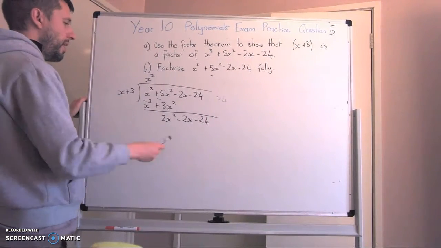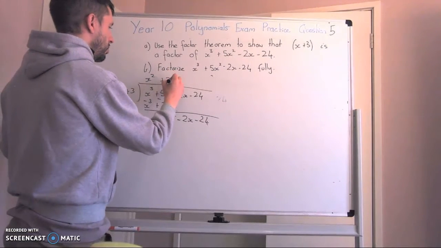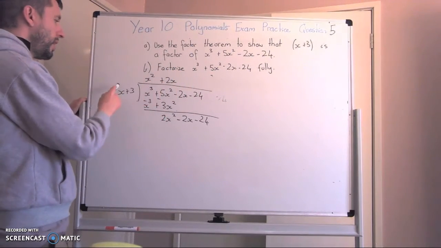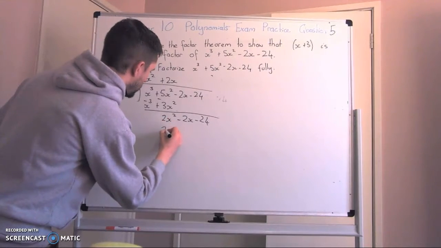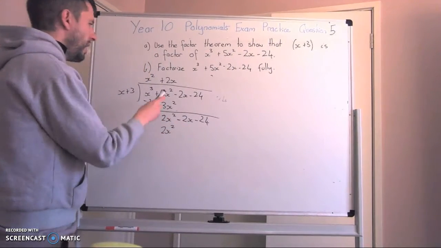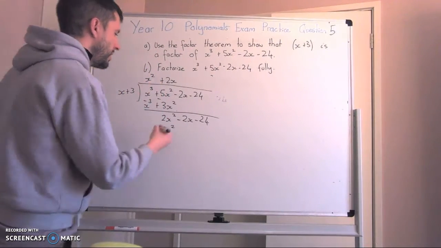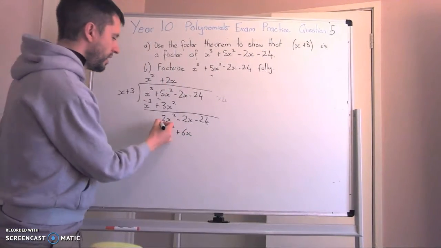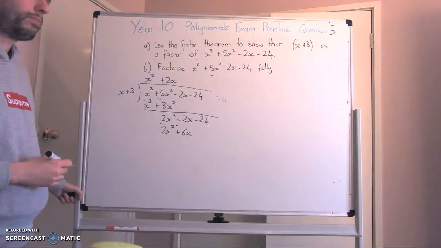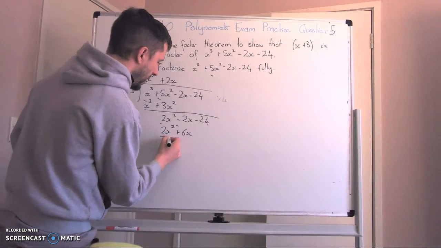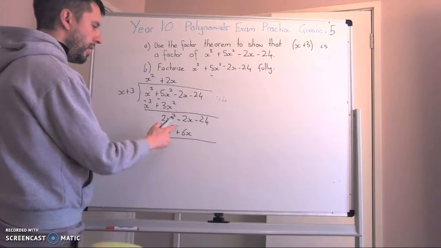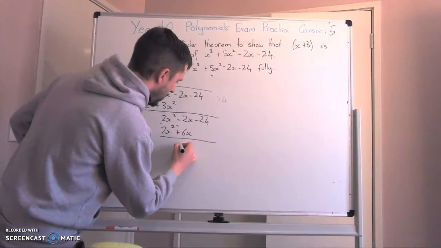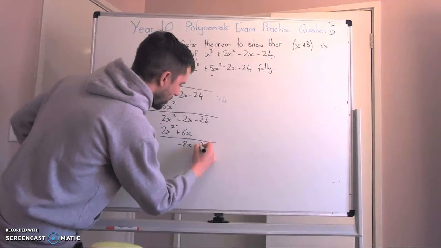2x squared divided by x gives me 2x. We'll go back the opposite way. 2x times x is 2x squared, and 2x times 3 is 6x. So again, they are taken away. 2x squared take away 2x squared is 0. Negative 2x take away another 6x is negative 8x. Bring down the minus 24.